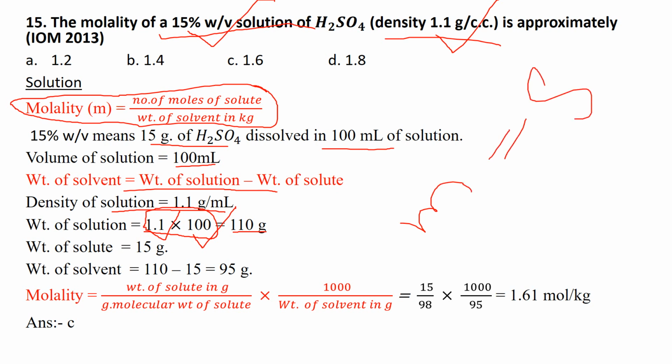Right, so we have to calculate the weight, and the weight of solute is 15 gram. Then the weight of solvent will be 95 gram, right? By using this formula, the answer will be 1.61 mole per kg. Very important question.